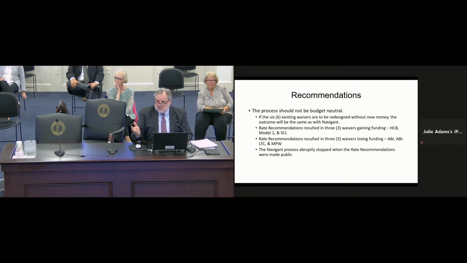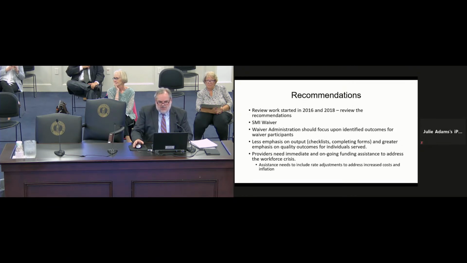Model 2 picked up, SCL picked up, and HCB picked up. When I first saw that document, because I was on the rate study work group, and I saw the migration, I said, I'm assuming phones are ringing right now because of those dollars. So the task to Navigant, and previous waiver work I've done, was we can do whatever we want, but we can't spend more money. It just doesn't work that well. I think we've proved to ourselves repeatedly that that's problematic, and I just don't think there's sufficient efficiencies to create impactful change. So we've got to evaluate budget neutrality.